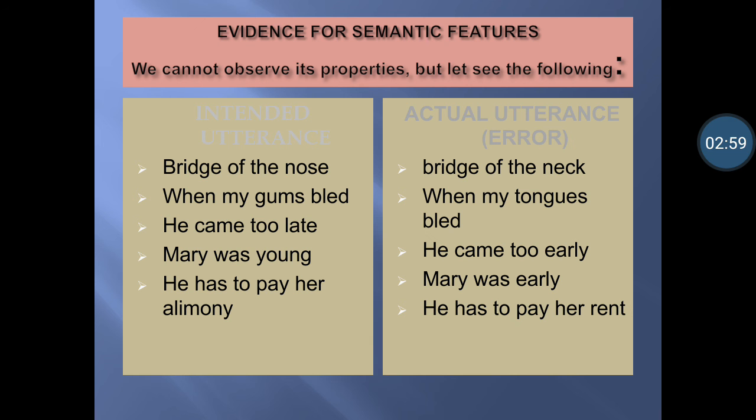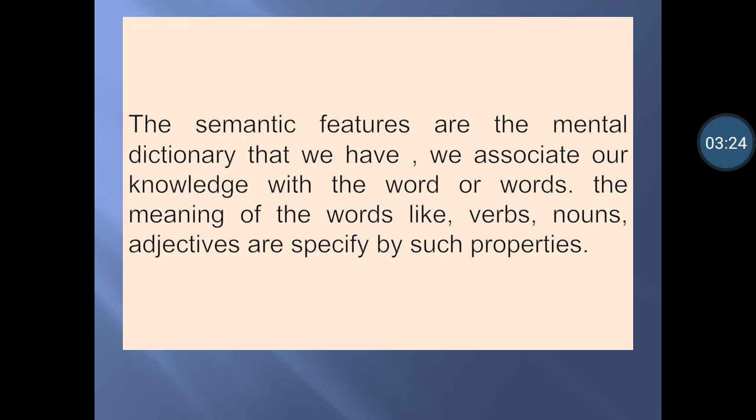He came too late, he came too early. Here we have adjectives. Mary was young, Mary was early. Here we have other adjectives. He had to pay her alimony, he has to pay her rent. So when we said Mary was young, Mary was early, Mary was early changed the meaning. So let's continue. The semantic features are the mental dictionary that we have.